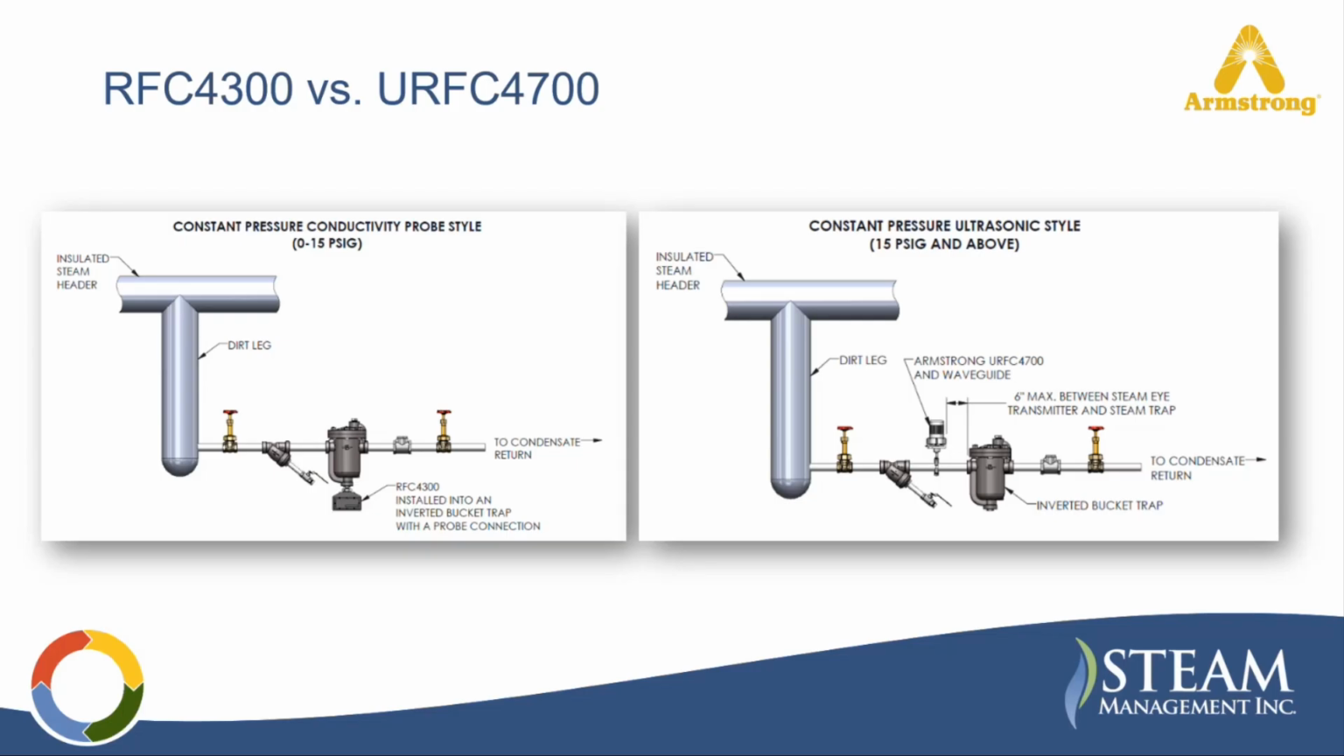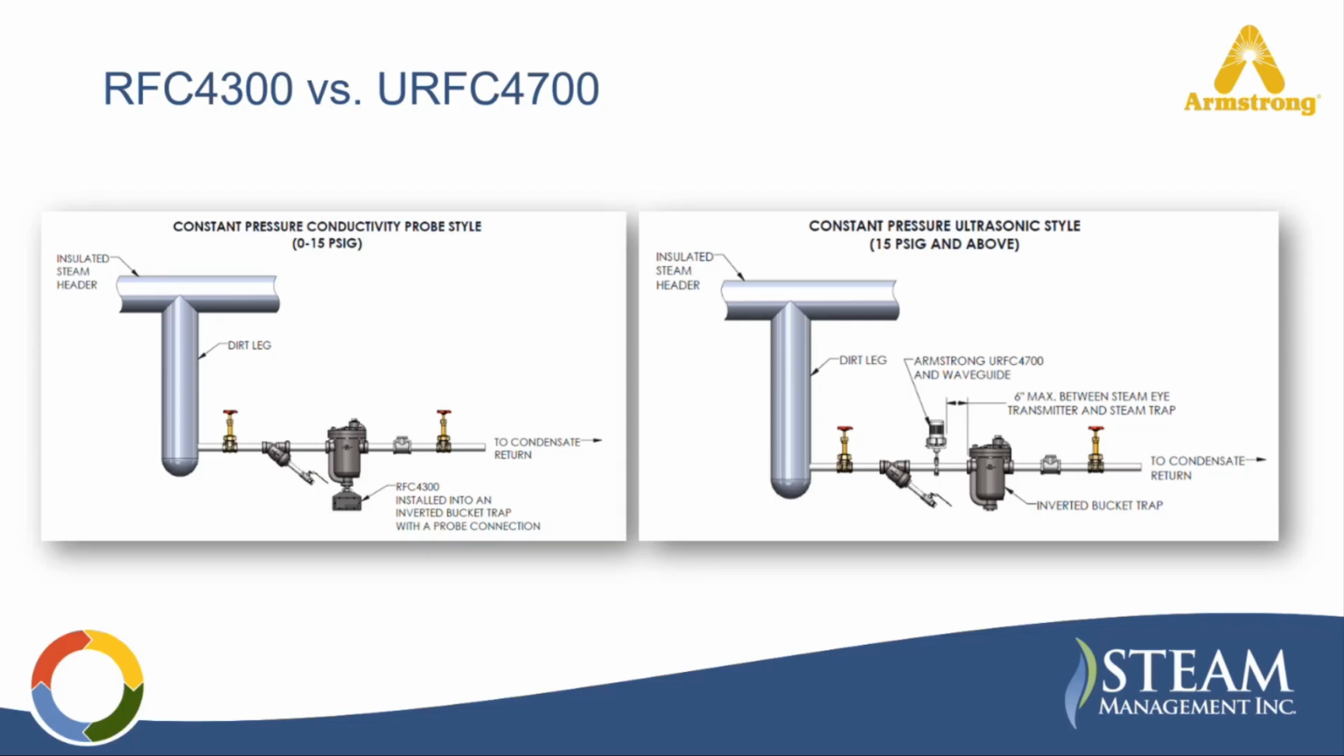One of the most important selection criteria is steam pressure. The question is generally asked, hey, when do I use a conductivity unit? When do I use a temperature and ultrasonic unit? This is one of the main determining factors. It's the pressure. All right. The conductivity units are typically used on applications operating anywhere from 0 to 15 psi. All right. And the ultrasonic and temperature units are used on applications above 15 psi.